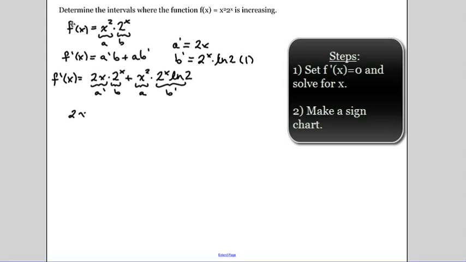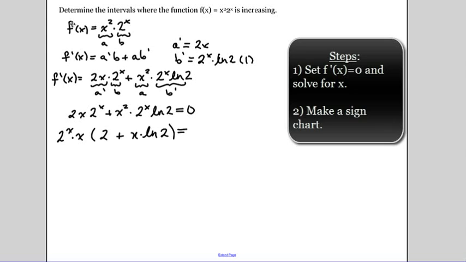Now I need to set this derivative equal to 0 and solve for x. So to solve for x, I'm going to extract common factors in the two terms. I have 2 to the x in the first term and the second term, so I could pull that out. And I have an x in both terms. So in the first term, I'm left with 2. And in the second term, I'm left with x ln 2.